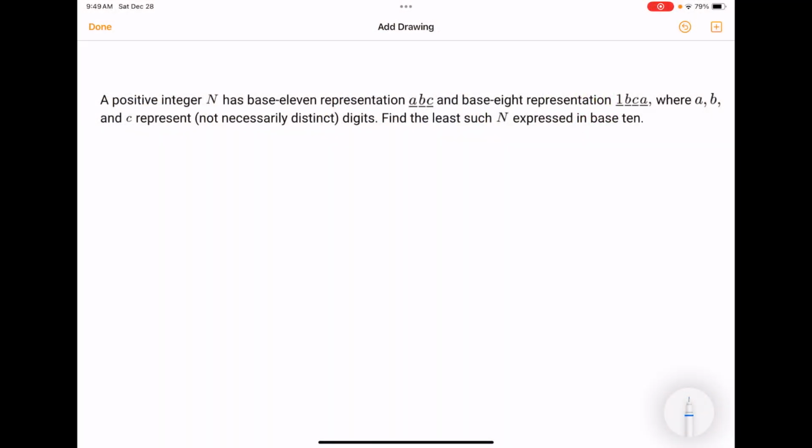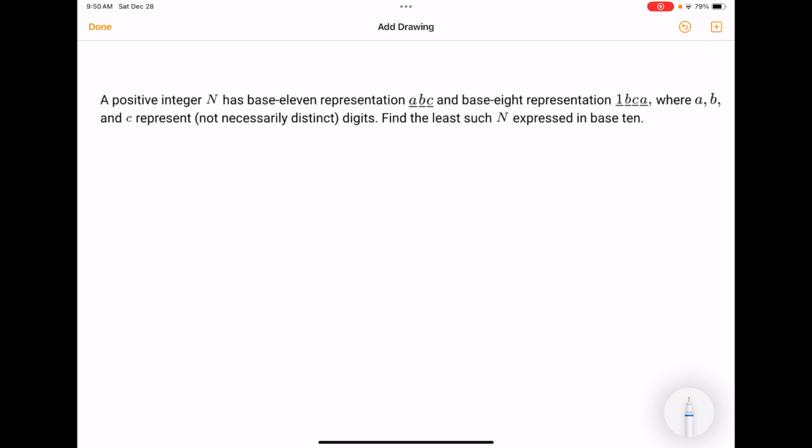The problem states a positive integer n has base 11 representation ABC and base 8 representation 1BCA, where A, B, and C represent not necessarily distinct digits. Find the least such n expressed in base 10.